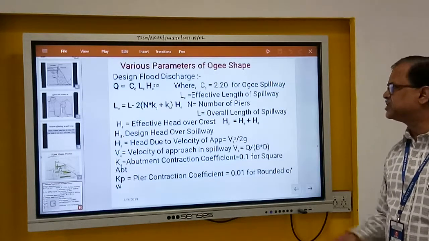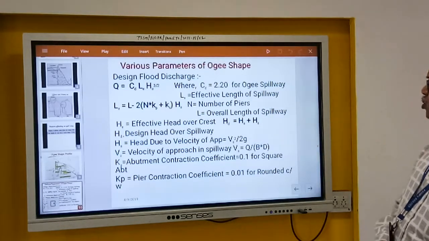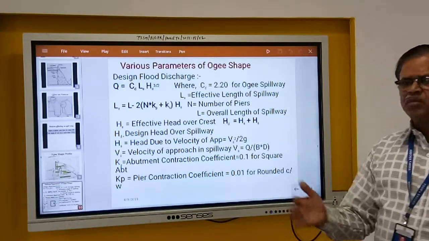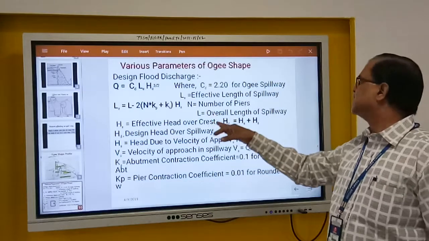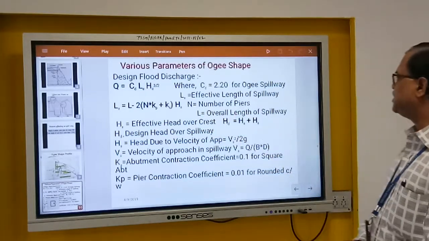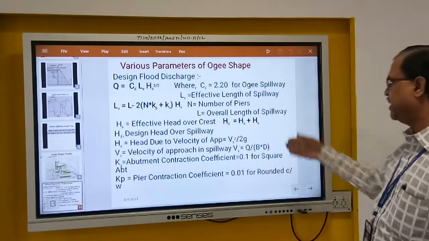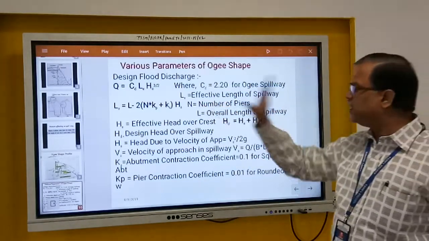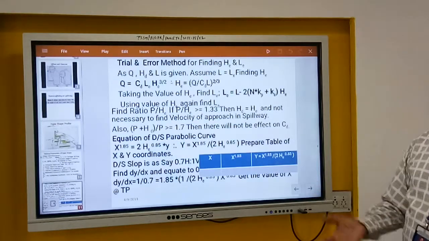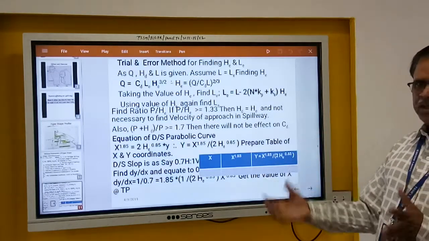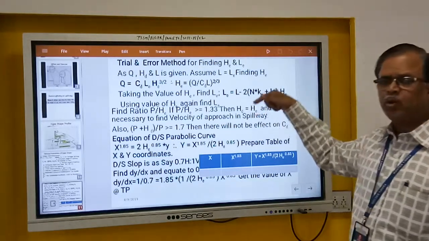For the OG section, Cd, the coefficient of discharge, is 2.2. L is the effective depth depending upon the number of gates provided, and N is the number of gates. Kp and Ka are the coefficients for contraction due to the pier and abutment, and then we have to find out the Le. For every problem, first we will have the number of gates opening. We will assume L equal to Le and calculate the He.